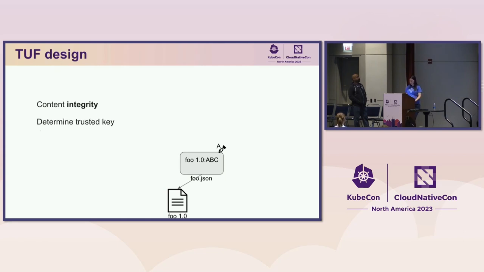The next problem we have is that, so we now can distribute foo securely by distributing the signature, but how do we actually know the trusted key A? Like, how do we know who this is that's supposed to be signing this foo metadata file? And what we do is we add this thing called targets metadata in TUF, which points to the targets, the different packages, or the different metadata about the packages, and it lists the trusted key for each package.